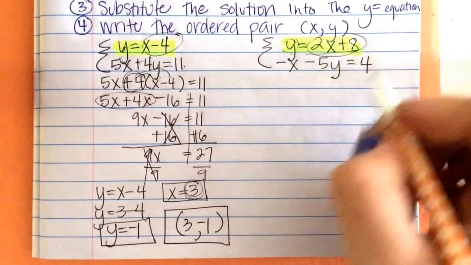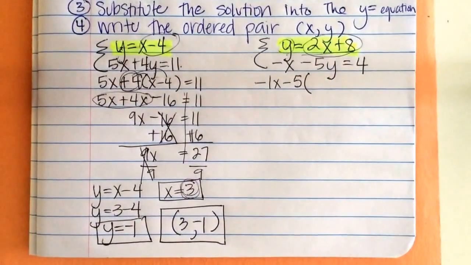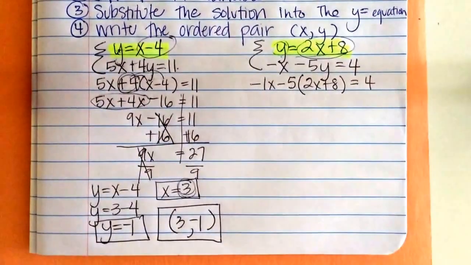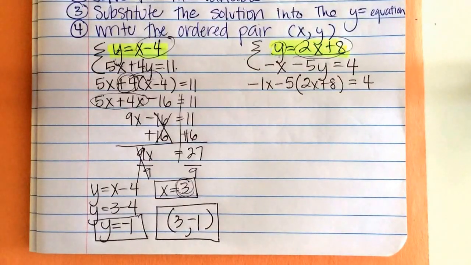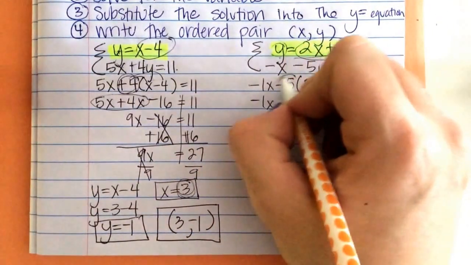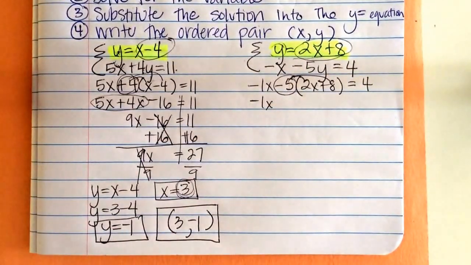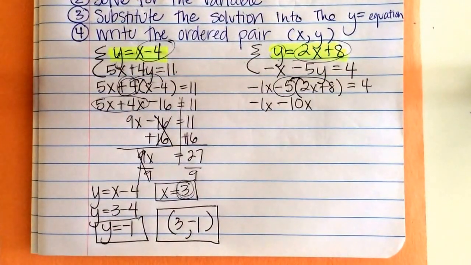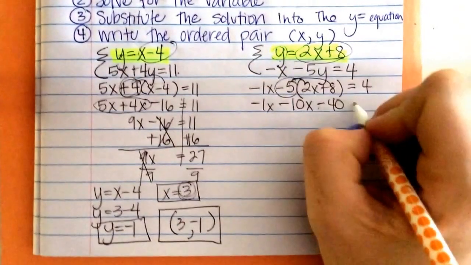2x plus 8. Negative 1x minus 5 parentheses 2x plus 8 equals 4. I substitute. Now we solve. Negative 1x. Distribute the negative 5. What's negative 5 times 2x? Negative 10x. What's negative 5 times 8? Negative 40 equals 4.